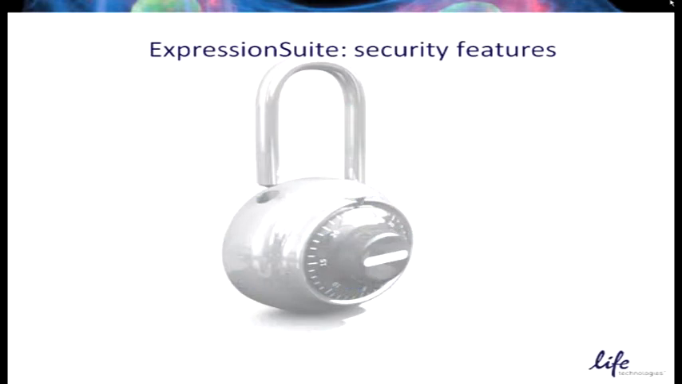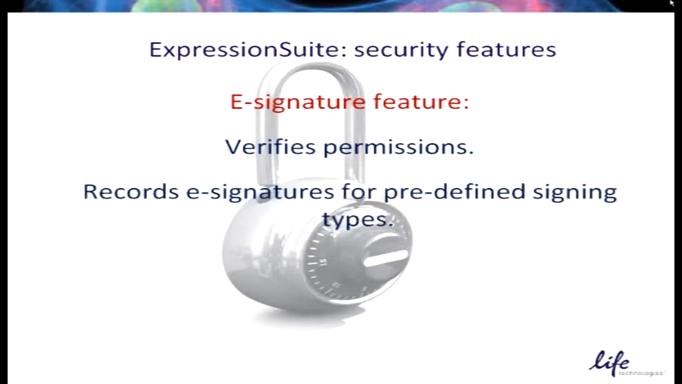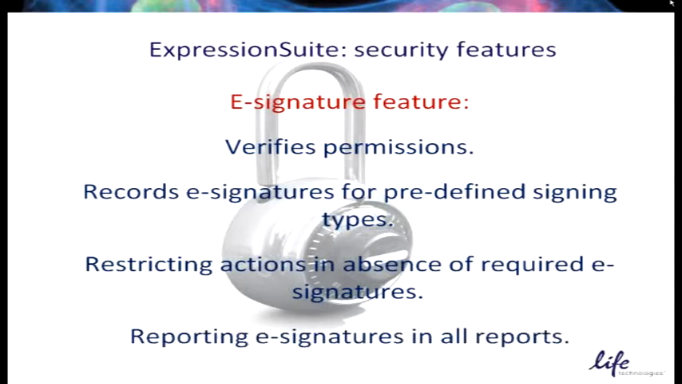The e-signature feature ensures electronic signing is done appropriately by verifying permissions to e-sign, recording e-signatures for predefined signing types, restricting the user's actions in the absence of a required e-signature, and including all e-signatures in printed and exported data.